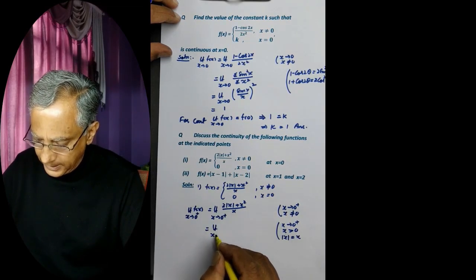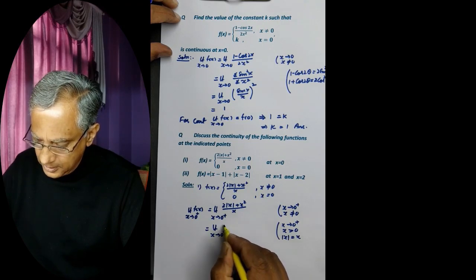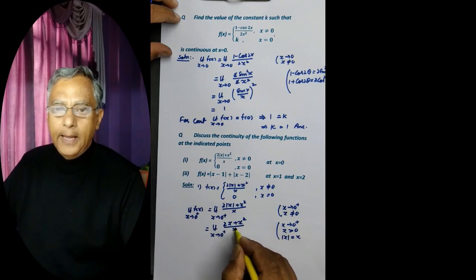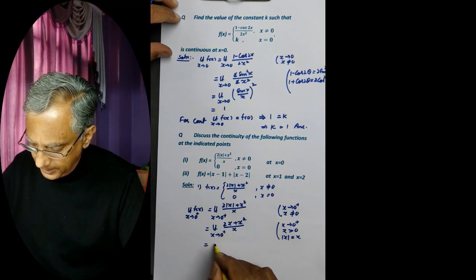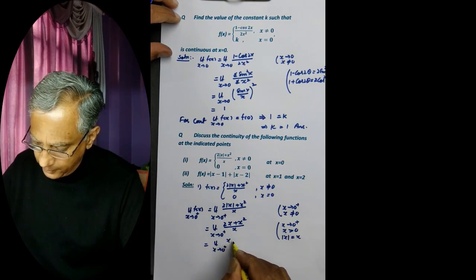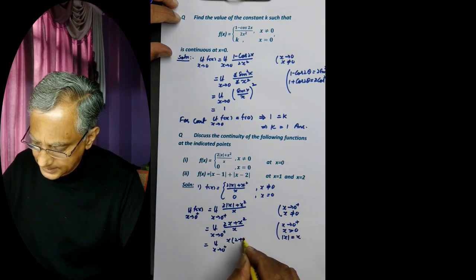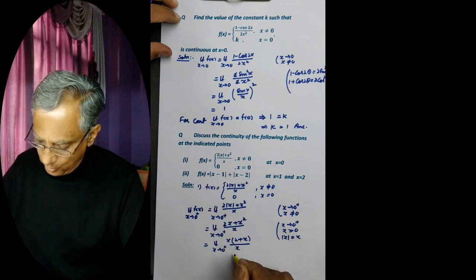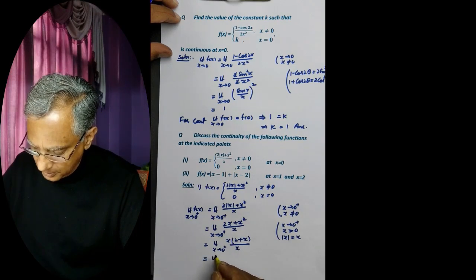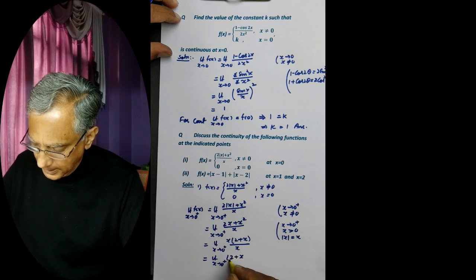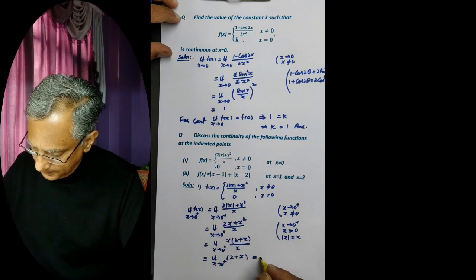Therefore this must be equal to limit x approaches 0 from positive side, (2x plus x square) whole divided by x. So what we do is, we take x common and we get (2 plus x) times x over x. So this x and this x cancel and we get limit x approaches 0 from positive side, 2 plus x, and this is equal to 2.